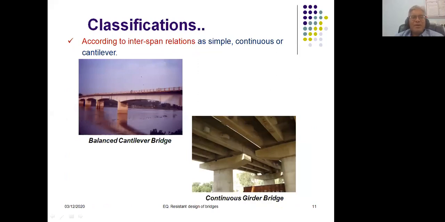It depends on the interspan relationship. It may be simply supported; most of the time we have seen that bridges are simply supported. But nowadays the trend has started toward making continuous bridges. So two or three spans of continuity are being used, then balanced cantilever bridges. So these are the different kinds of bridges. Of course, sometimes it may not be visible, but continuity is involved. As we know, continuous superstructures give a lesser amount of moment and more rigidity in comparison to simply supported bridges. So redundant structures are always advantageous, because they give more rigidity to the structure.